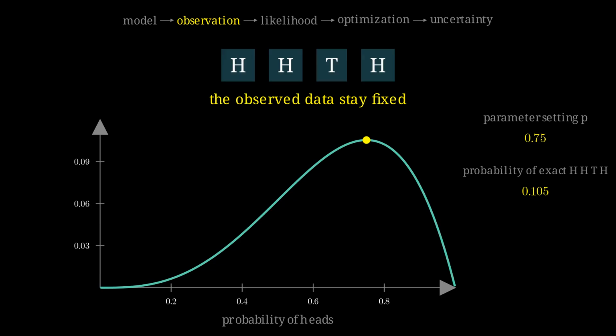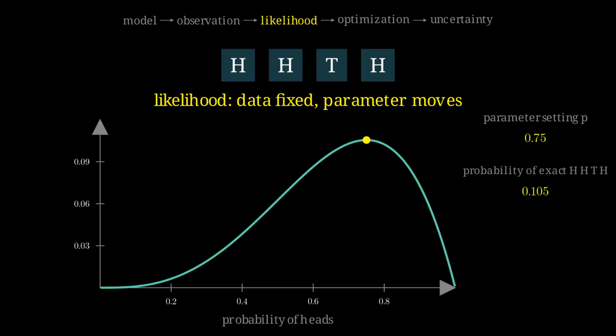0.75 is the chance of 1 head. The whole sequence has probability 0.75 cubed times 0.25, about 0.105. Horizontal position is the parameter. Height is the probability assigned to all 4 observations together. Isn't this still probability? It is the same formula viewed in reverse.